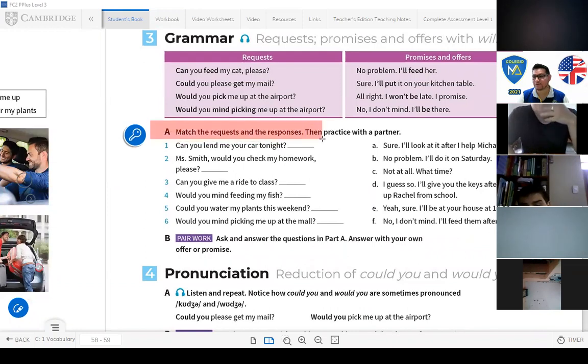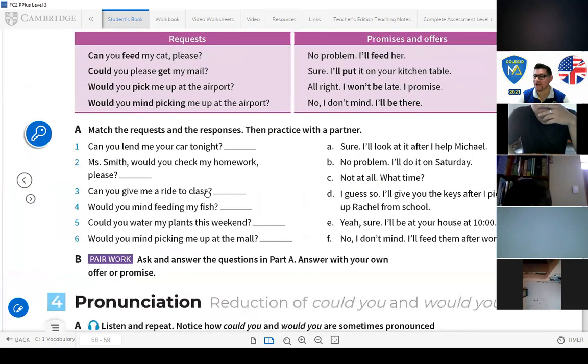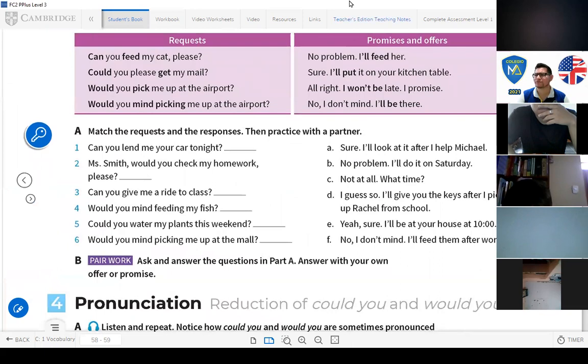Activity A, match the request and the responses, then practice with the partner. Here we have, can you lend me your car tonight? No, puedes prestarme. Remember, lend is prestar. Can you lend me your car tonight? And we have to do something here. We have to choose the answer.